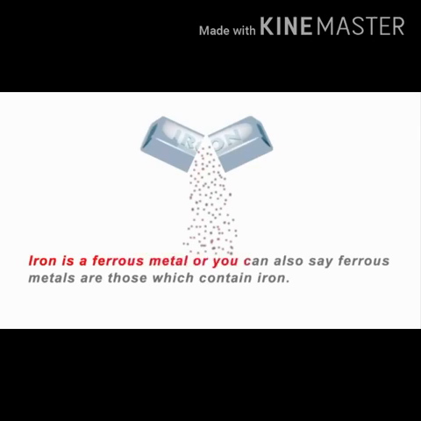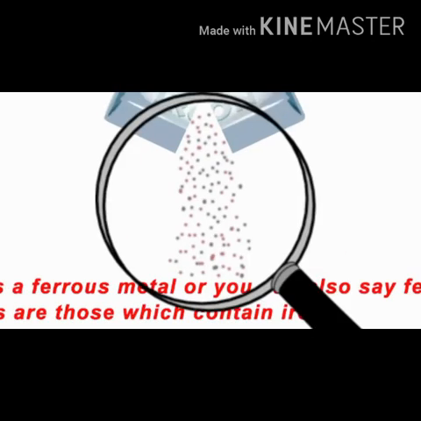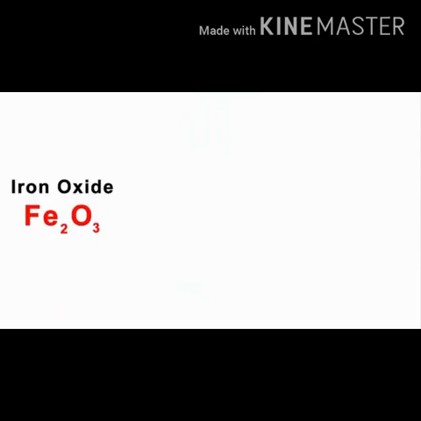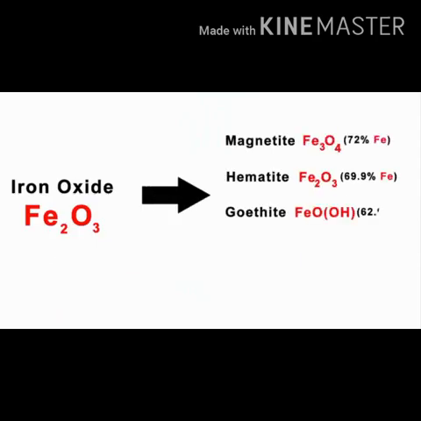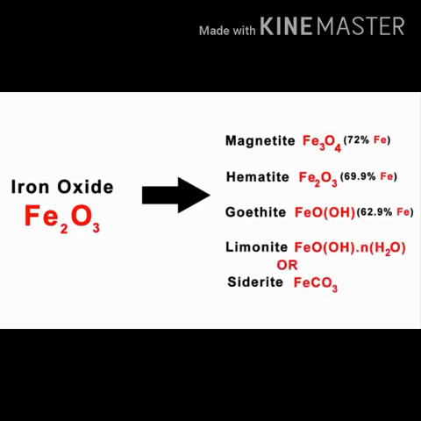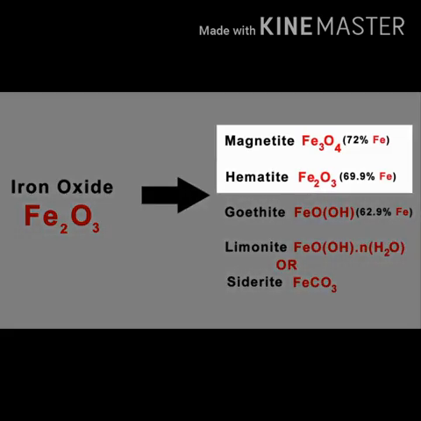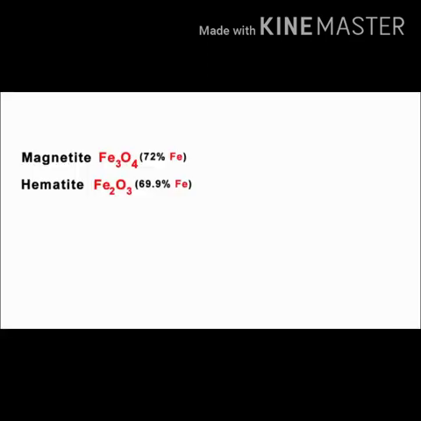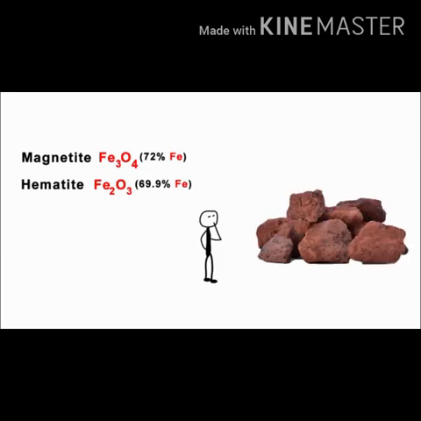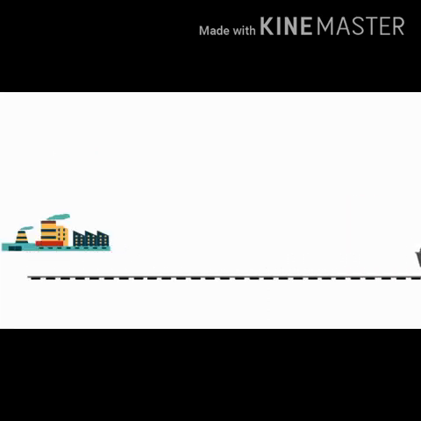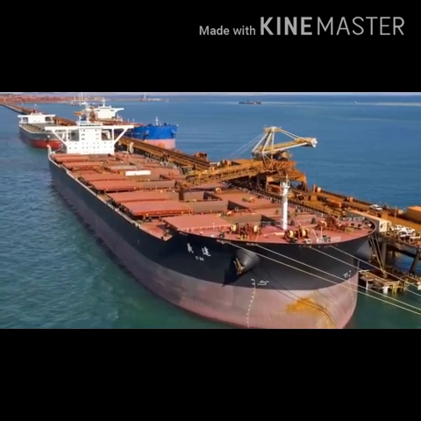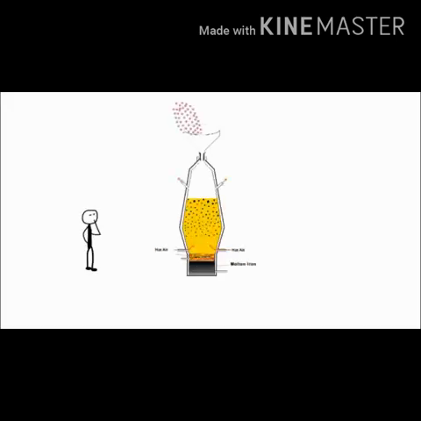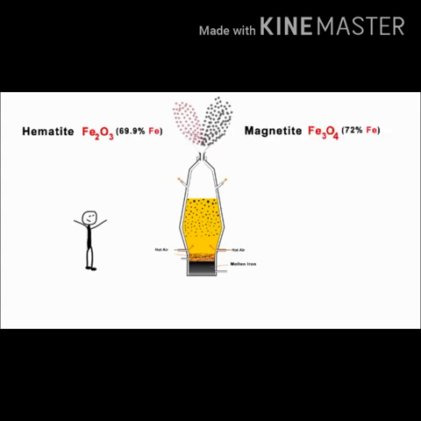Iron is a ferrous metal, or you can also say ferrous metals are those which contain iron. The ores are usually rich in iron oxides. Iron is usually found in the form of magnetite, hematite, goethite, limonite, or siderite. These two ores are the most talked about. Ores containing very high quantities of hematite or magnetite are known as natural ore or direct shipping ore, which means they are of high export quality. These two ores can be fed directly into blast furnace for making iron.